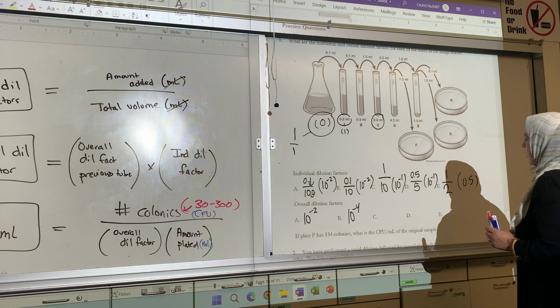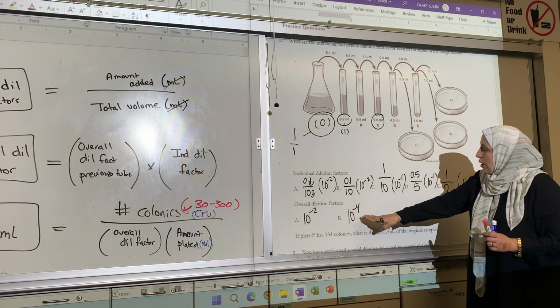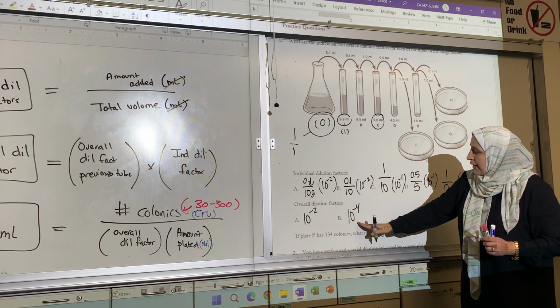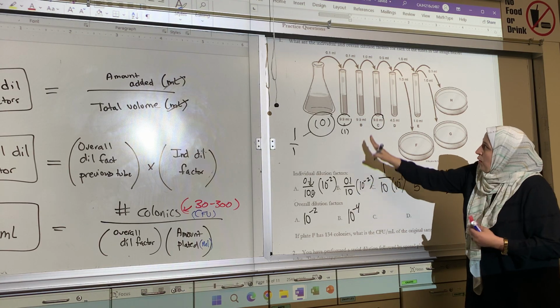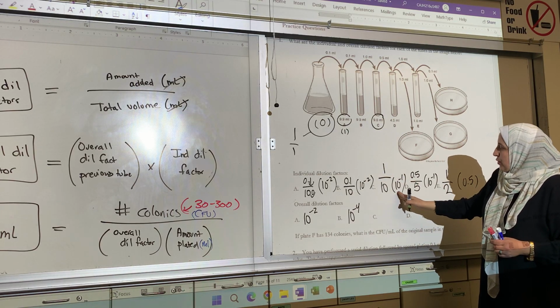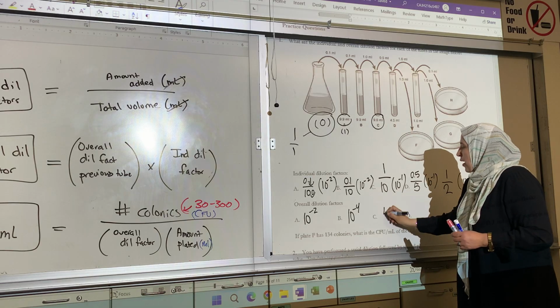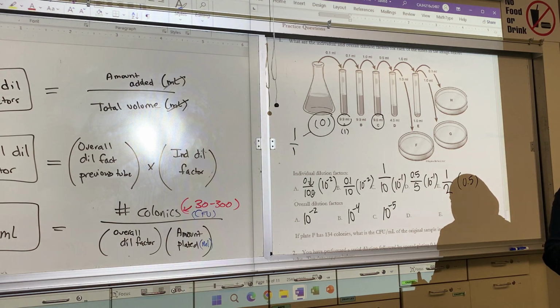Okay? We'll do the same for C. We'll take the 10 to the negative 4, which is the overall dilution factor for the tube that we got the liquid from. We added that liquid to C using an individual dilution factor of 10 to the negative 1, so that gives us 10 to the negative 5. Okay?